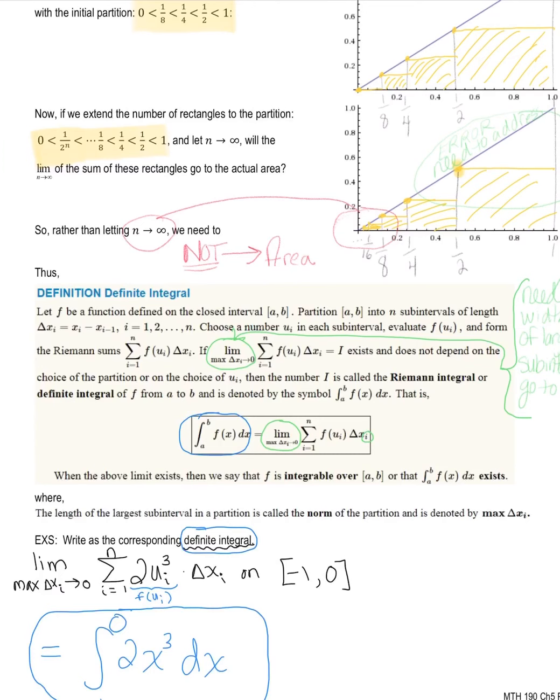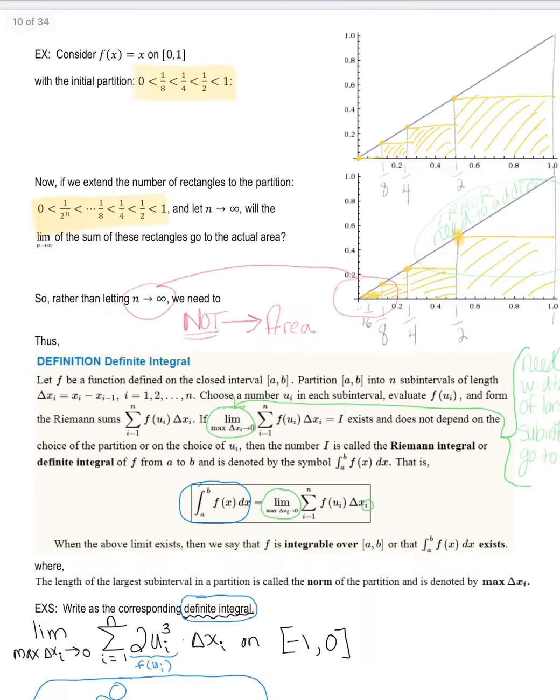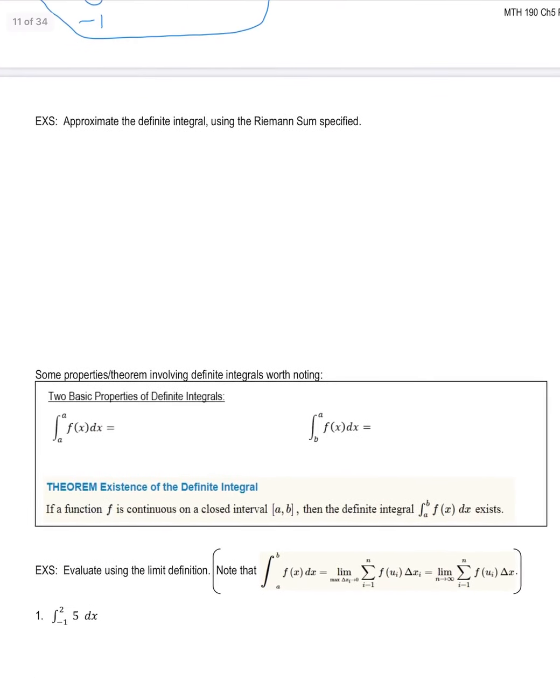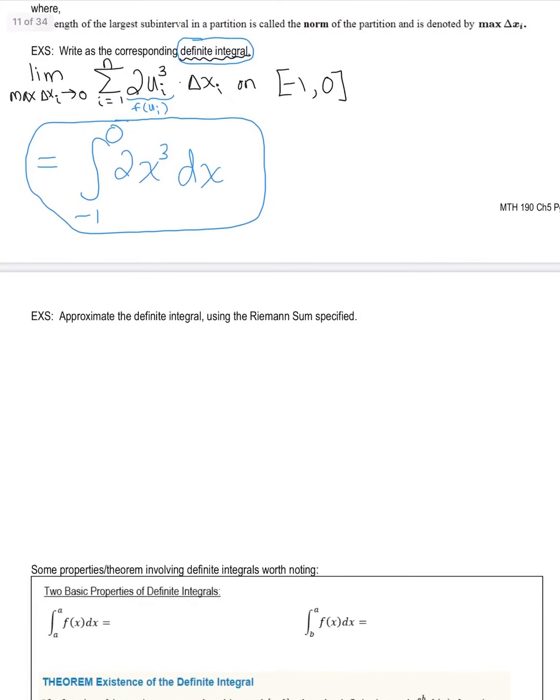All right, so let's look at another one here. Oops, did not mean to hit that. Where was I at here? Okay, next one. All right, so that was the first one.